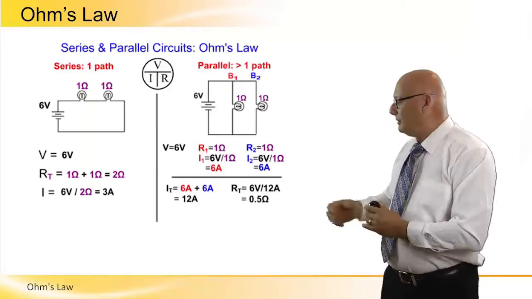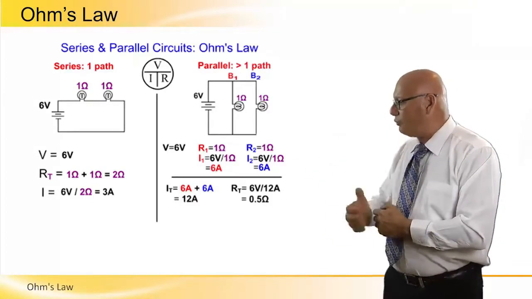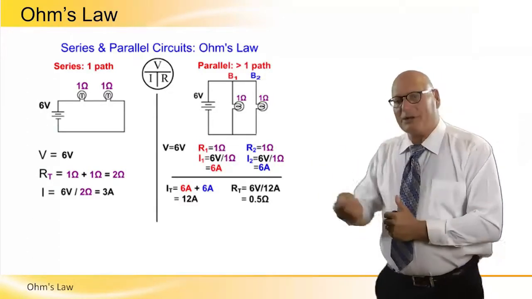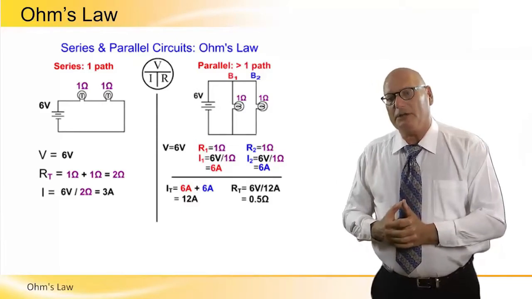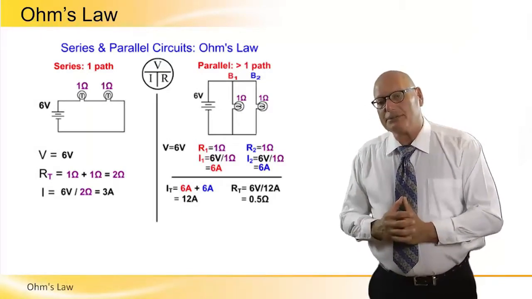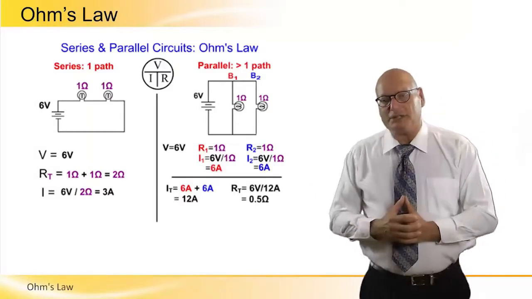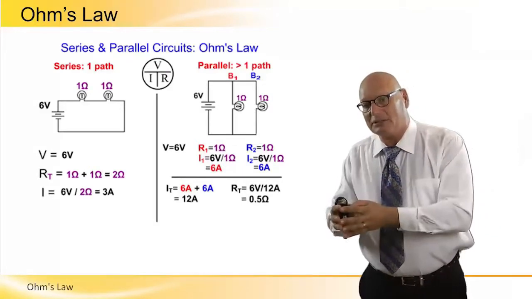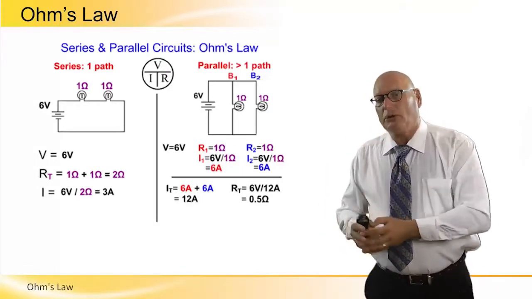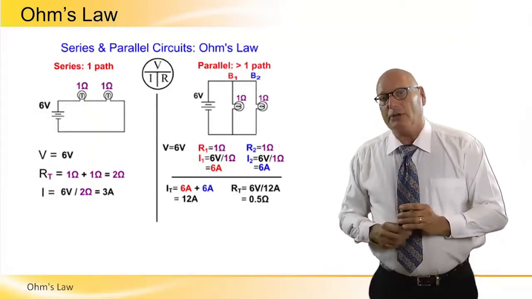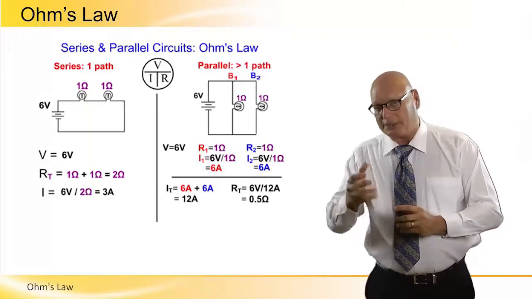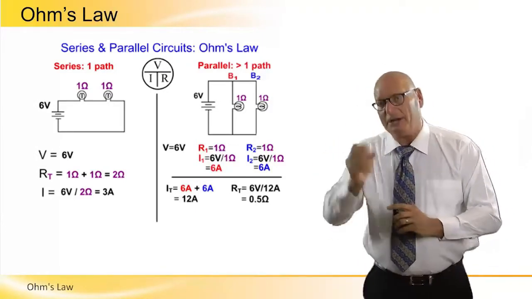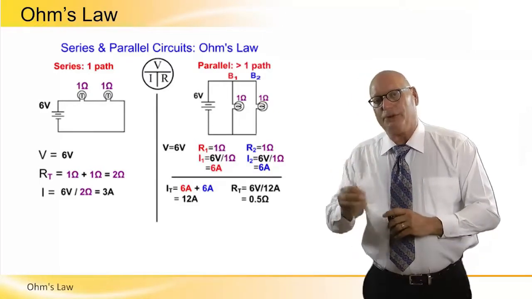On the right-hand side, the parallel. V equals 6, R1 equals 1 ohm, so I1 equals 6 divided by 1, so I1 is 6 amps. Same thing with I2 equals 6 amps. So the current that goes out of the battery is I1 plus I2, 6 plus 6, to make up the total current which the battery actually generates. So it's 6 plus 6 equals 12 amps. And the equivalent resistance, because it's 1 and 1 in parallel, will be 0.5 ohm.